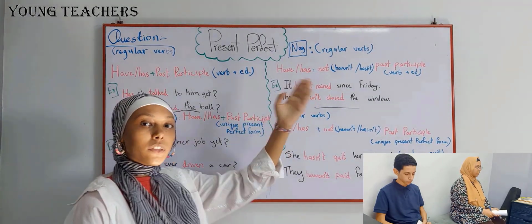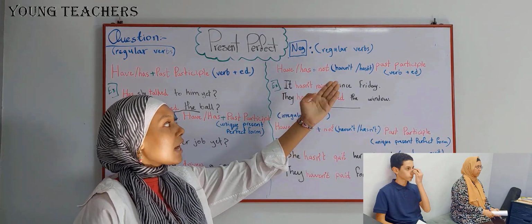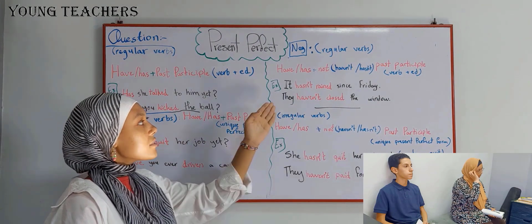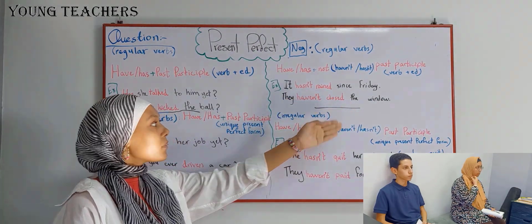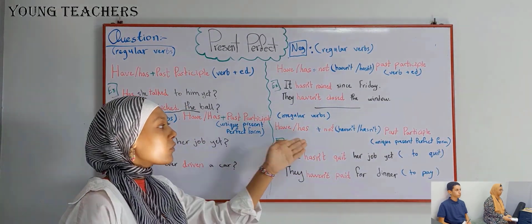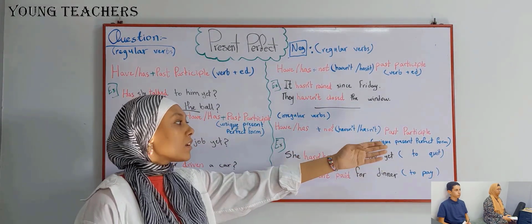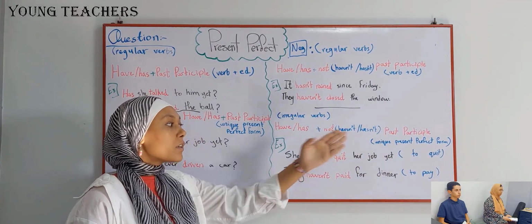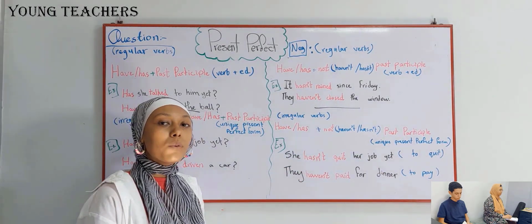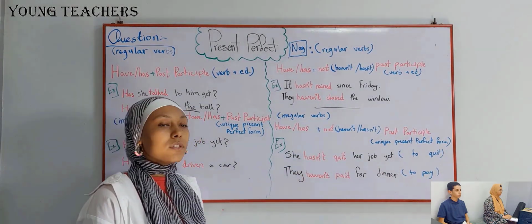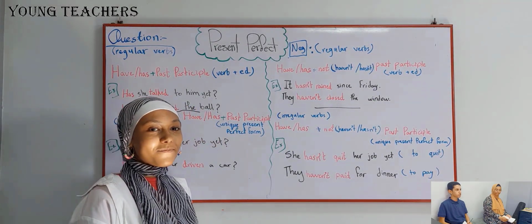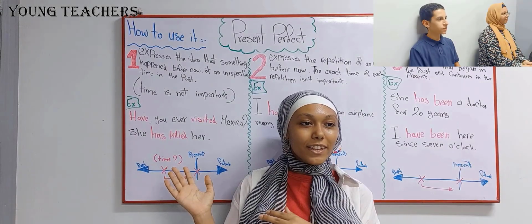In the negative, with regular verbs, have or has plus not, hasn't, haven't, plus past participle, which adds verb plus ed. Example, it hasn't rained since Friday. Another example, they haven't closed the window. In the irregular verbs, have or has plus not, hasn't, haven't, plus past participle, which have a unique present perfect form. Example, she hasn't quit her job yet. The infinitive form is to quit. They haven't paid for dinner. The infinitive form is to pay. So what about the uses of the present perfect?